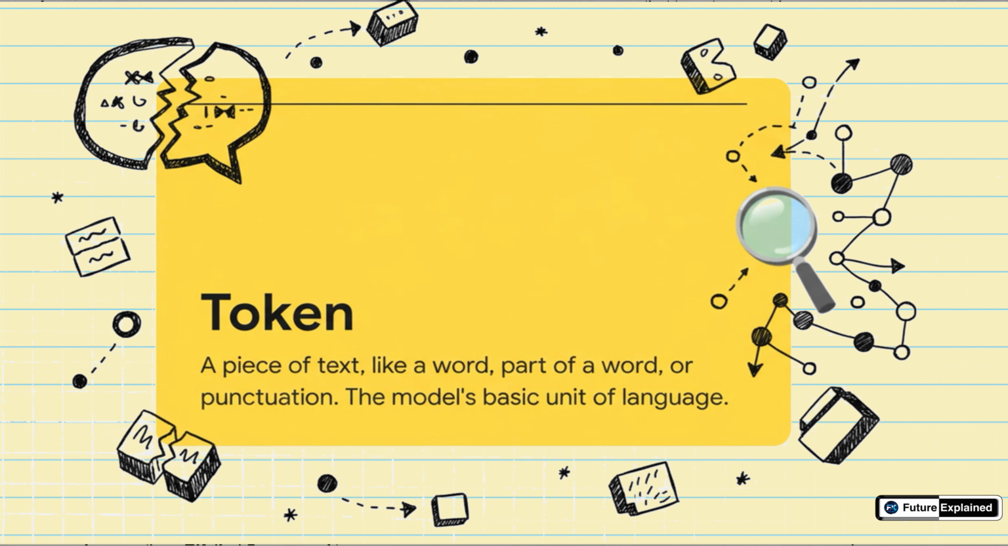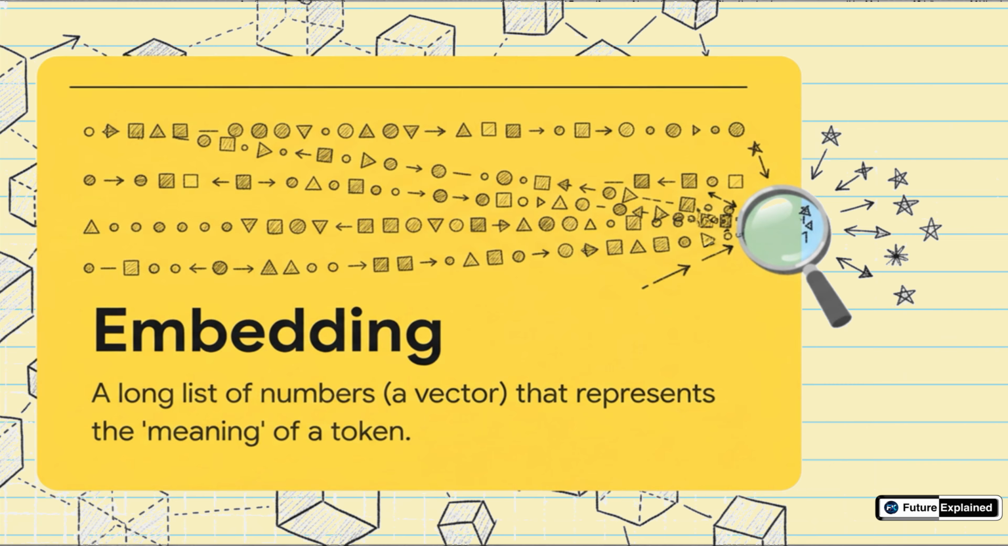So the first thing the model does is chop up the text into little pieces called tokens. You can think of these like Lego bricks for language. They're the basic building blocks the AI works with. Sometimes it's a whole word, sometimes it's just a piece of a word like un, or even just a comma. And then each one of those tokens gets turned into a really, really long list of numbers. We call this a vector, or more poetically, an embedding. And this isn't just some random serial number. Oh no. This vector is carefully crafted to capture the actual meaning of that token.